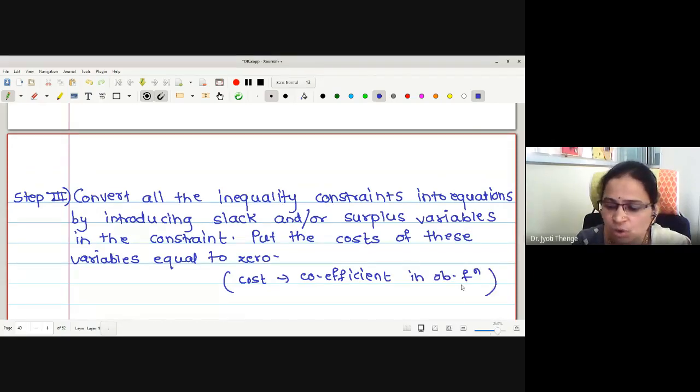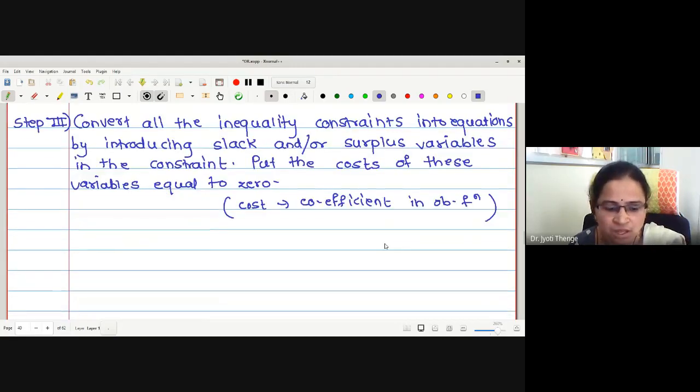Coefficient in the objective function. This is the third step. Now in the fourth step, we are going to obtain the initial basic feasible solution. If you just look at the statements involved as constraints, one can say that a trivial solution is always going to exist.